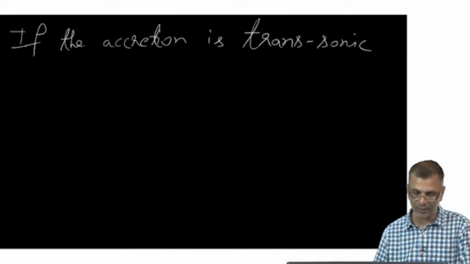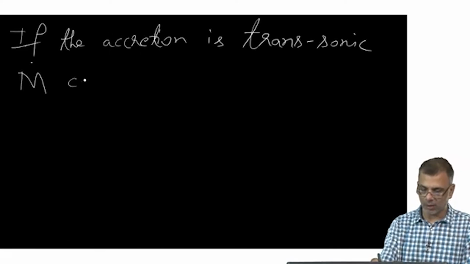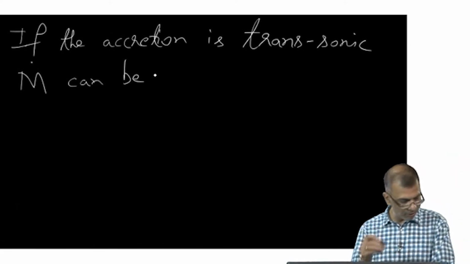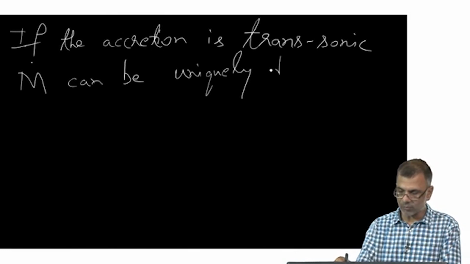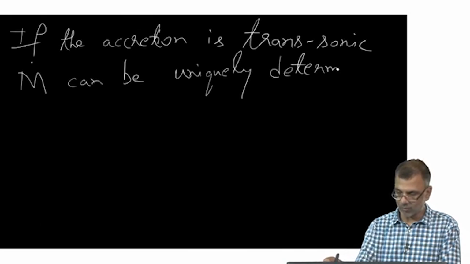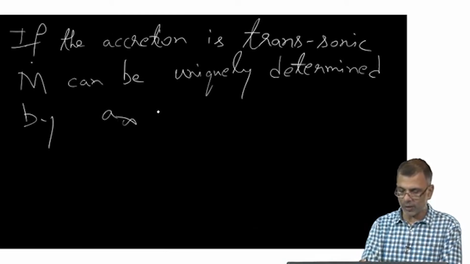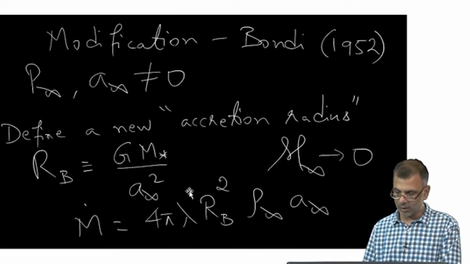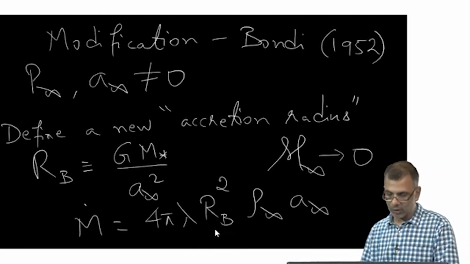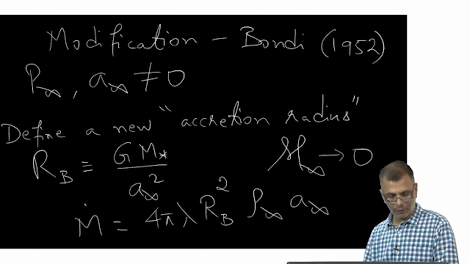and then become supersonic. If the accretion is like that, then m dot can be uniquely determined by the sound speed at infinity and the density at infinity. That is evident from here. Although of course, you have this R_B squared, but this R_B squared also involves just the sound speed at infinity, you see. So, therefore, this statement stands.